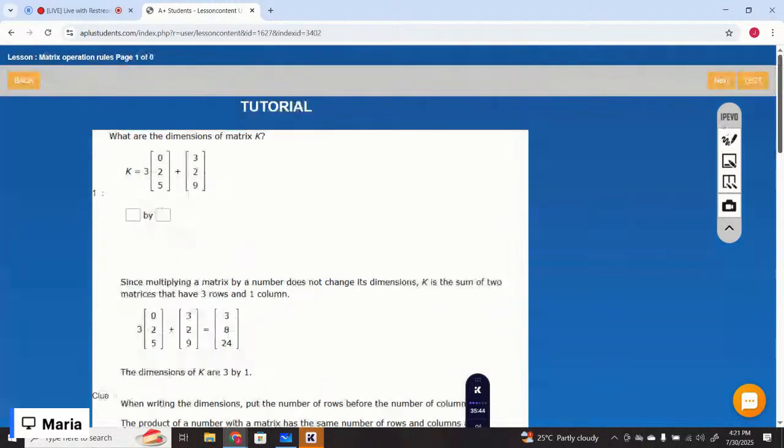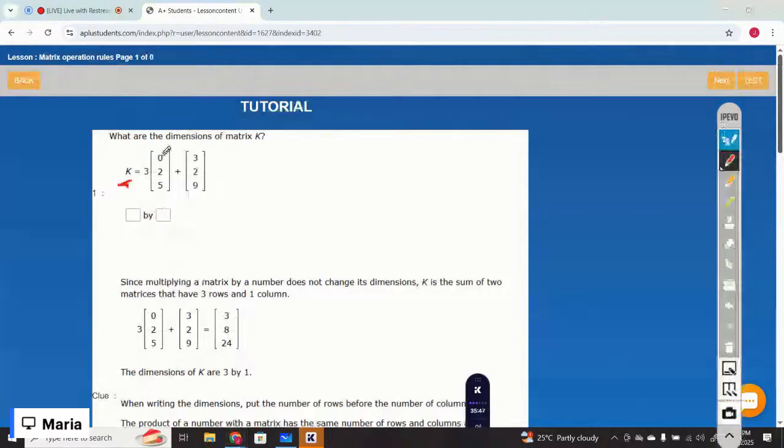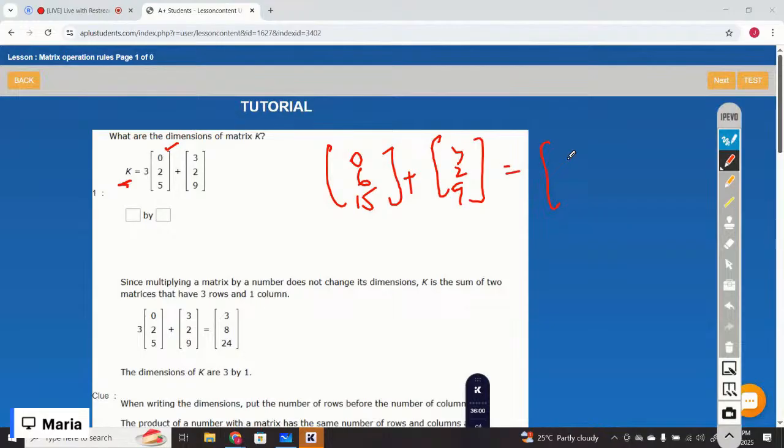K means the sum of these two matrices, right? Multiply the first matrix by 3. So 3 times 0 is 0, 3 times 2 is 6, 3 times 5 is 15. Now you can add 3, 2 and 9. So 3 plus 0 is 3, 6 plus 2 is 8, 15 plus 9 is 24. So this is the matrix K. The dimensions of the matrix K are 3 times 1, 3 rows and 1 column. Got it?